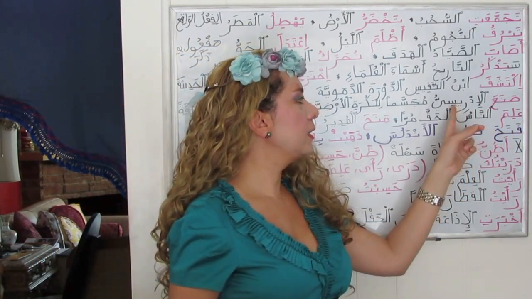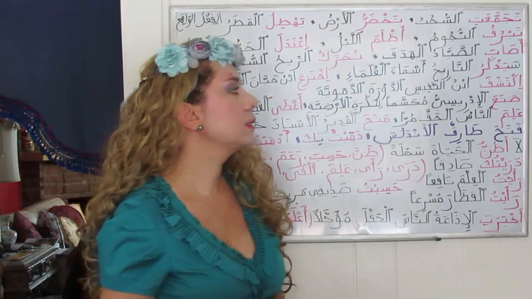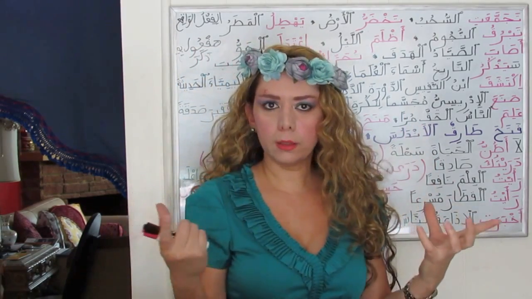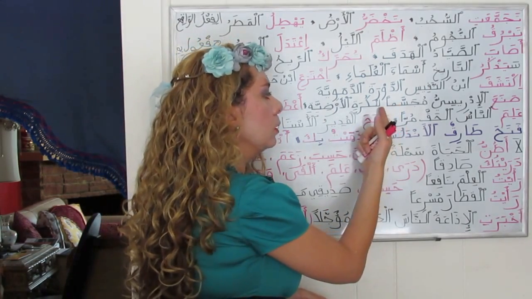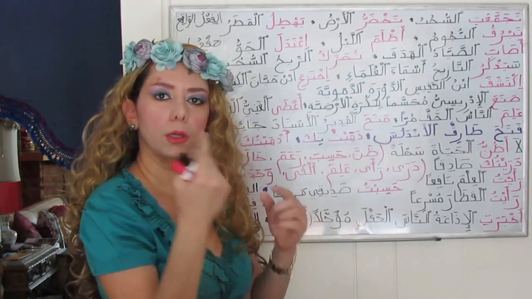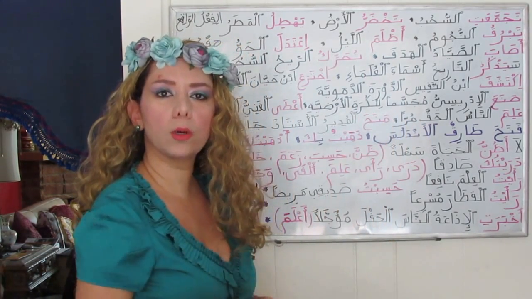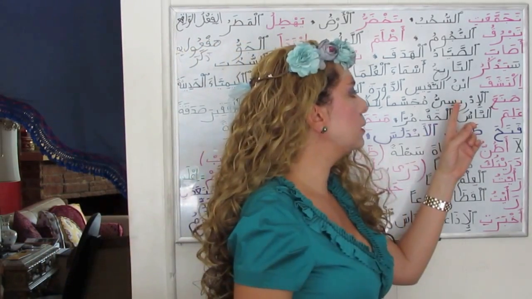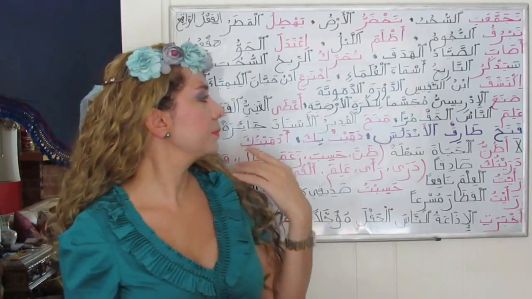صنع الإدريسي مجسما للكرة الأرضية. صنع, to make. مجسم, model. الكرة الأرضية, earth. A model for the earth. In one word, the globe. مجسم للكرة الأرضية, just simply the globe. So الإدريسي made the globe. All right.